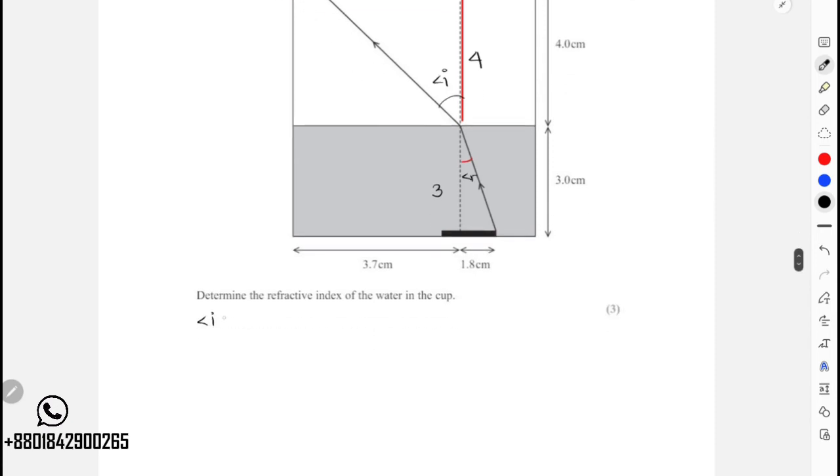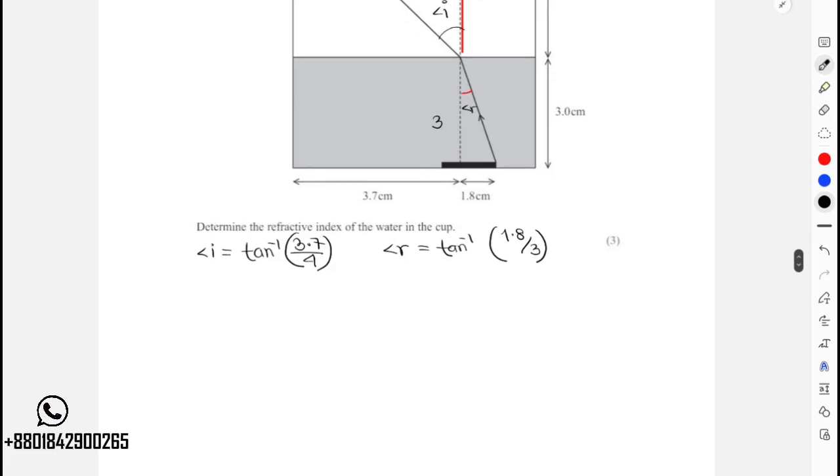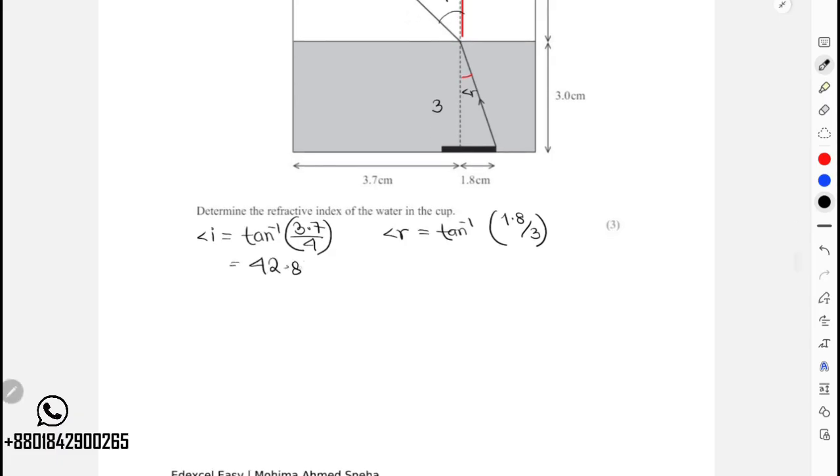So in that case, angle of I is going to be tan inverse, opposite is 3.7 over 4, and then angle of R is actually tan inverse 1.8 over 3, right? That is your answer. So this is tan inverse 3.7 over 4, that is 42.8 degrees, and this will be tan inverse 1.8 divided by 3, that is 30.69, so I can write 31 degrees approximately.